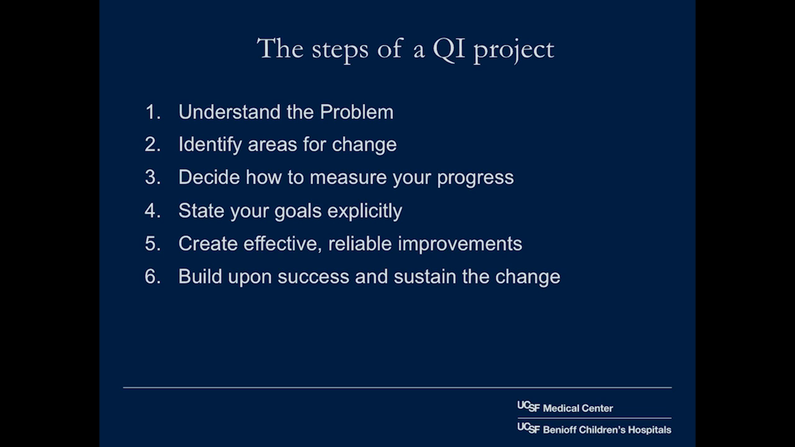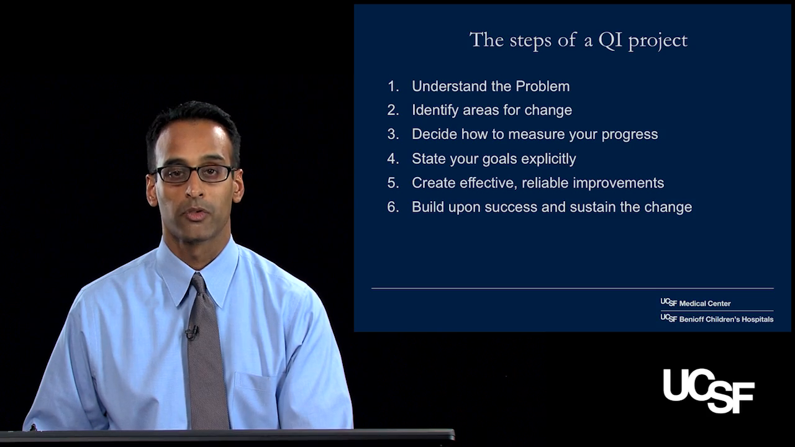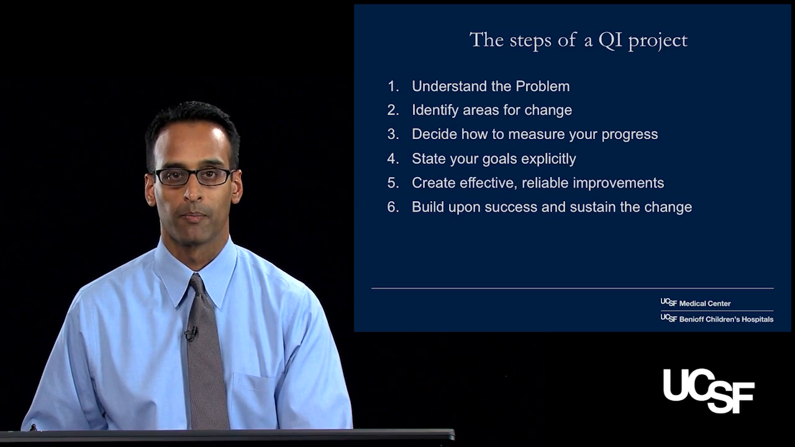Here are the 6 key steps of a QI project. First, understanding the problem and identifying the areas for change, deciding on a way to measure progress, stating explicit goals, creating effective and reliable improvements, and finally, building upon successes and sustaining the change. We'll use an example project from UCSF Medical Center to illustrate these 6 key steps so that you can understand how we at UCSF have successfully addressed a QI problem.